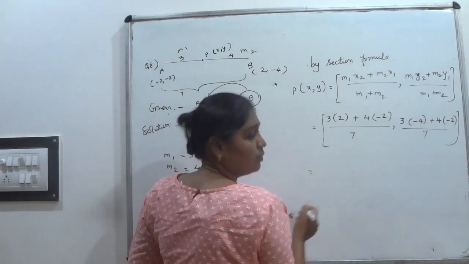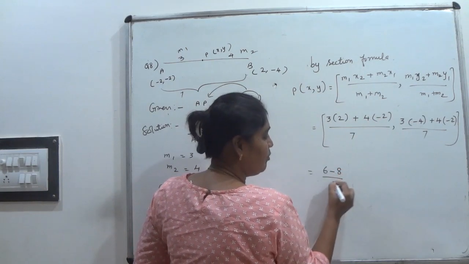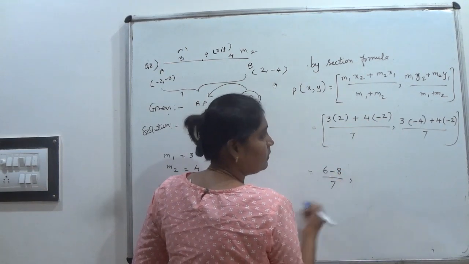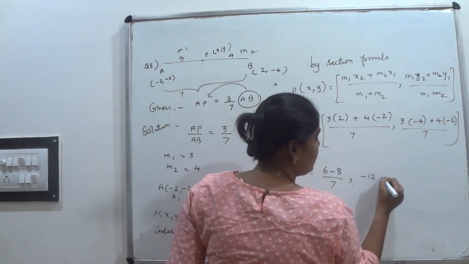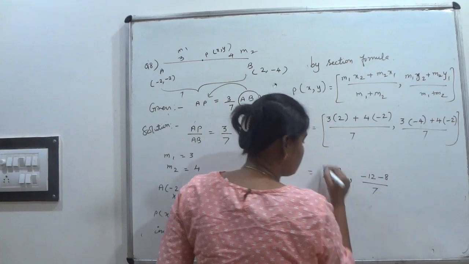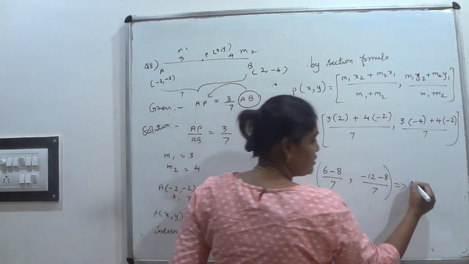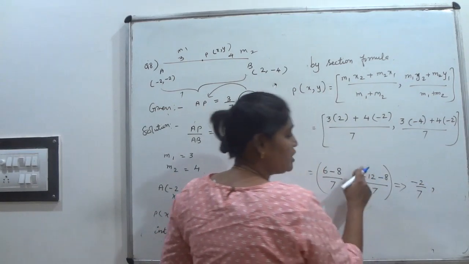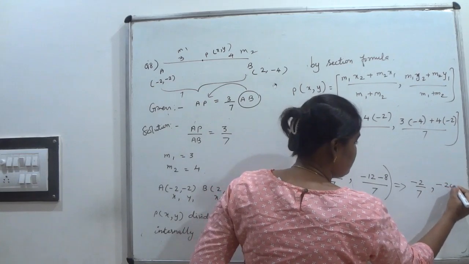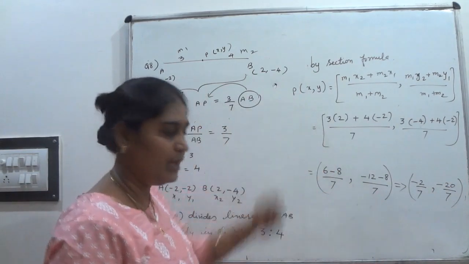3 into 2 is 6. 4 into -2 is -8, upon 7. Then 3 into -4 is -12, and 4 into -2 is -8, upon 7. From that you will get 6 minus 8, which is -2 upon 7, and -12 minus 8, that is -20 upon 7. These are the coordinate values of P.